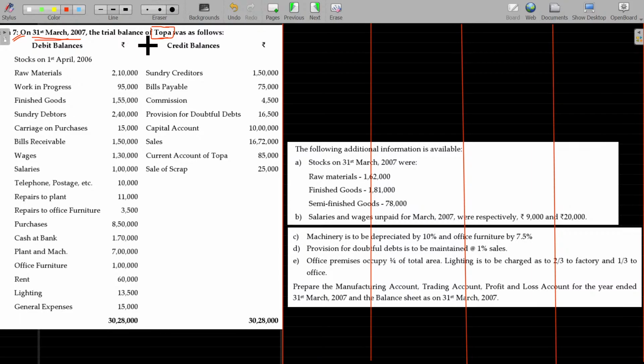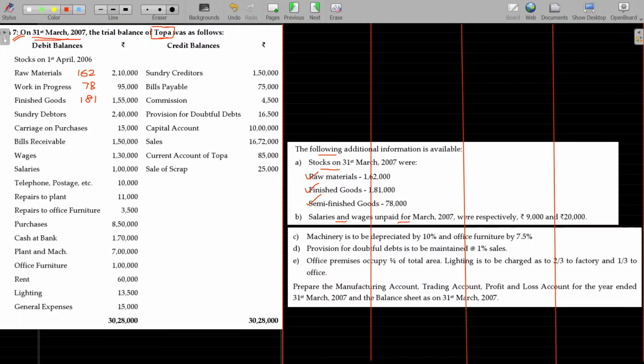Before I proceed preparing the final accounts for the manufacturing entity, let me finish up the adjustments first of all. The following additional information is available: raw material, finished goods, and semi-finished goods at the year end. Raw material being 162, finished goods being 181, work in progress being 78,000 rupees. This is closing. I just note it down here.